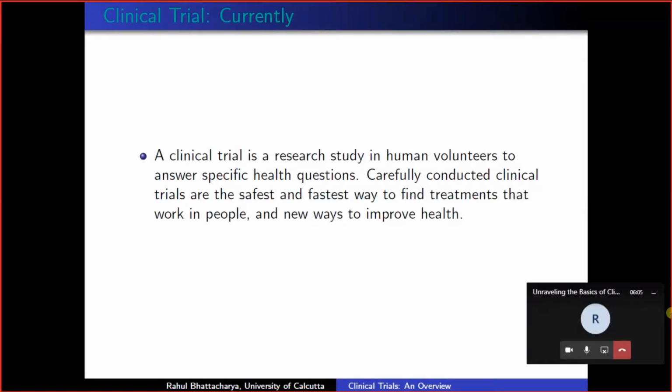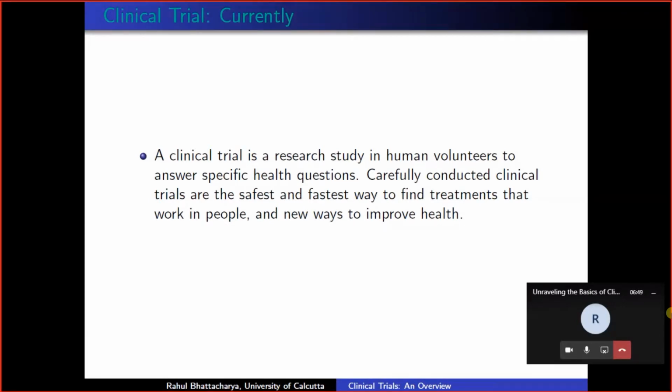Nowadays, a clinical trial is a research study with human volunteers to answer specific health questions. Lots of money is involved in it, and human volunteers are also involved. And we have some specific health question, just like the current pandemic. We have the question whether this treatment is doing better in this pandemic situation or not. To get the answer, we have to conduct a clinical trial. So definitely it is a research study and it will involve human volunteers. Otherwise, it will not be possible to get correct answers.